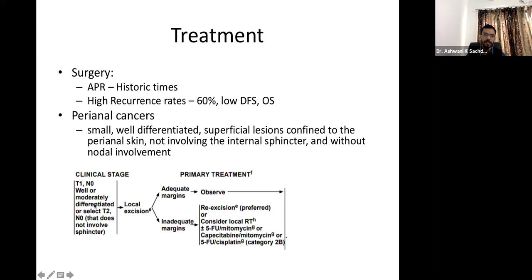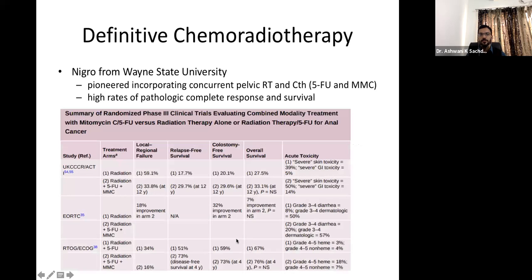So T1N0 well differentiated tumors or selected T2 are taken for local excision, and if adequate margin is obtained, then observation. If you do not obtain adequate margins, then re-excision, or if it is not possible, then chemo RT. So this brings us to the main treatment for anal cancer. It is the definitive chemoradiotherapy.